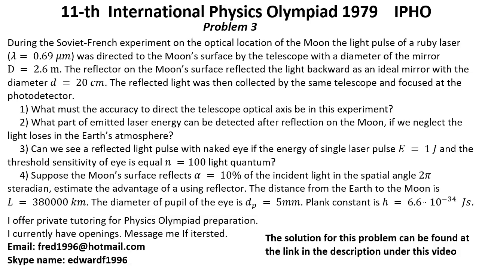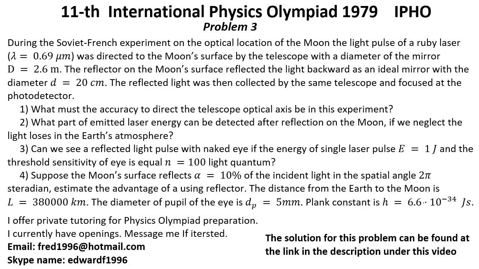Question number 3. Can we see a reflected light pulse with the naked eye if the energy of single laser pulse E equal 1 joule and the threshold sensitivity of eye is N equal 100 light quantum? Question number 4. Suppose the Moon's surface reflects alpha equal 10% of the incident light in the spatial angle 2 pi steradian. Estimate the advantage of using a reflector.